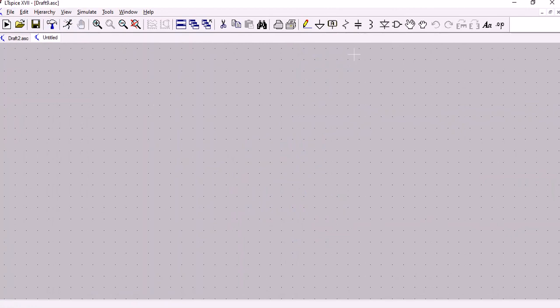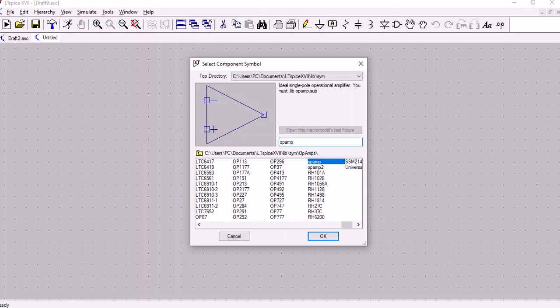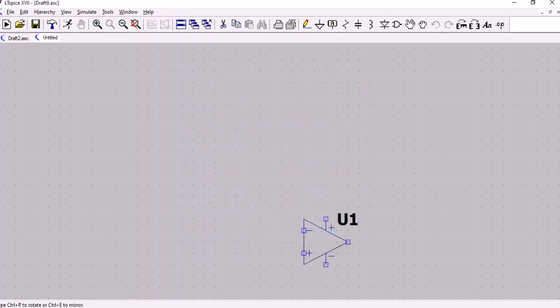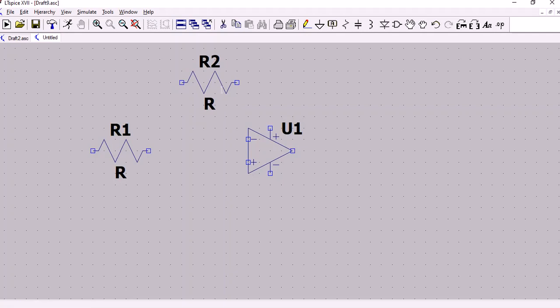First of all, I am choosing operational amplifier. I will choose universal operational amplifier to design the circuit. I am placing the operational amplifier in the desired position on the board. Now I am going to choose the other required components. The other required component is resistance. First of all, I am choosing the resistance which is input resistance. I am in need of another resistance which is a feedback resistance, which is shown here by R2. So I have taken my two resistances.